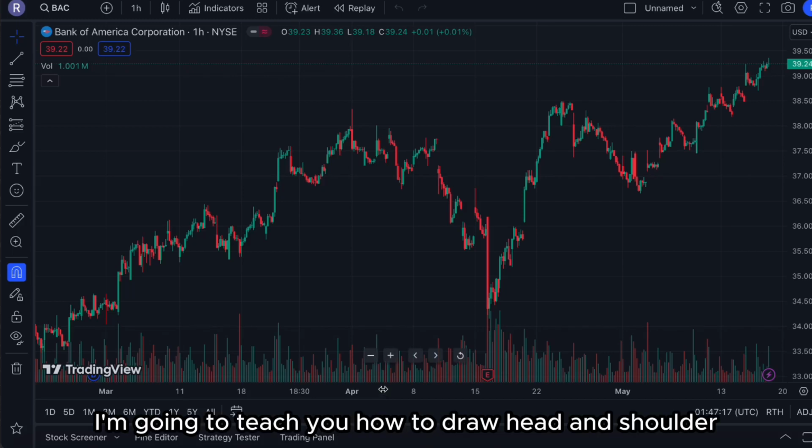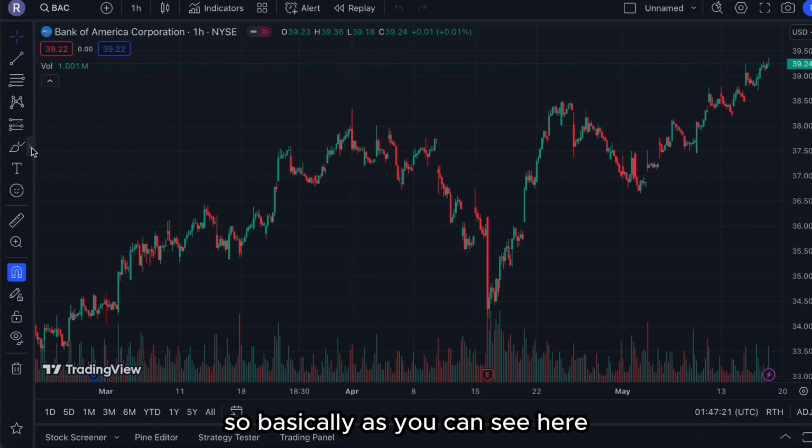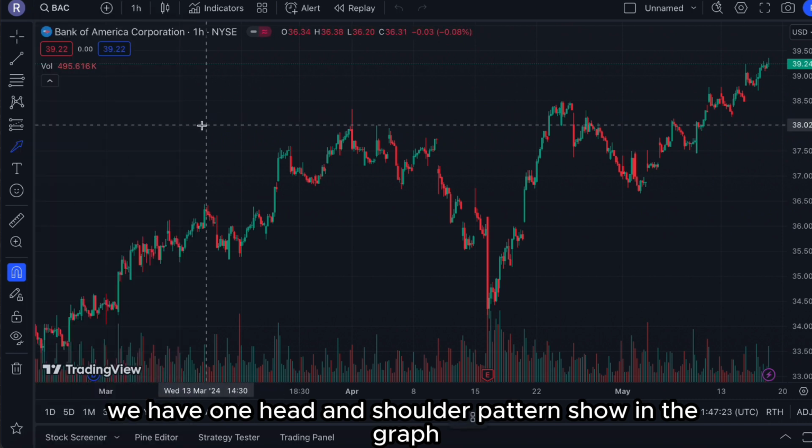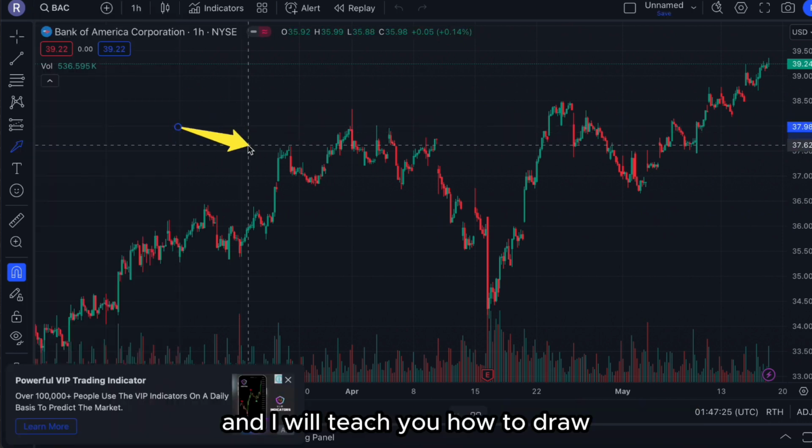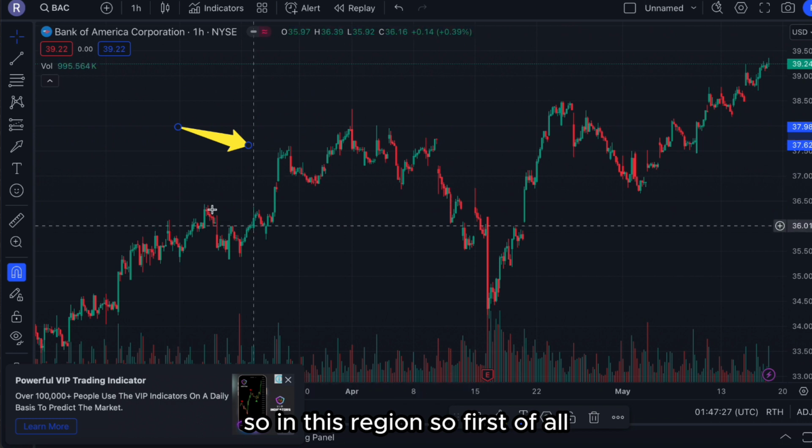Guys, in this video I'm going to teach you how to draw head and shoulder. So basically, as you can see here, we have one head and shoulder pattern shown in the graph, and I will teach you how to draw it in this region.